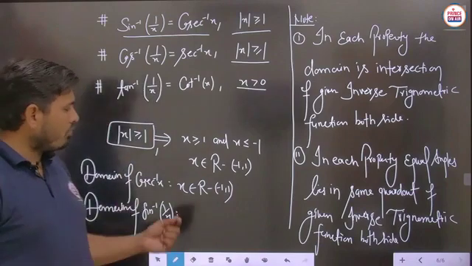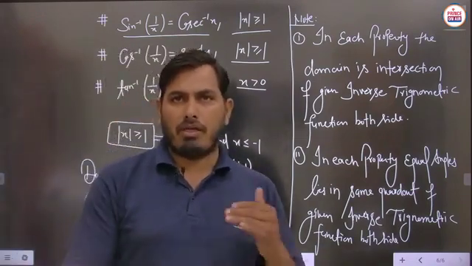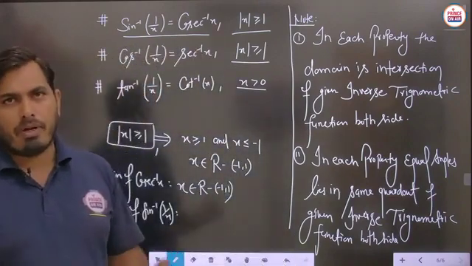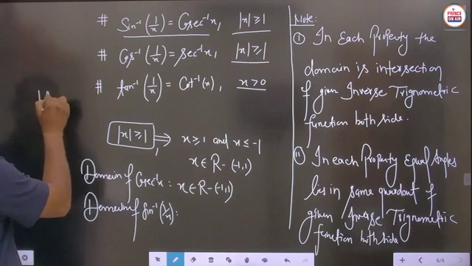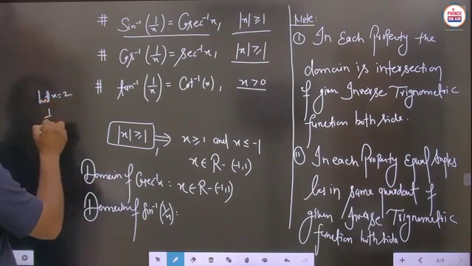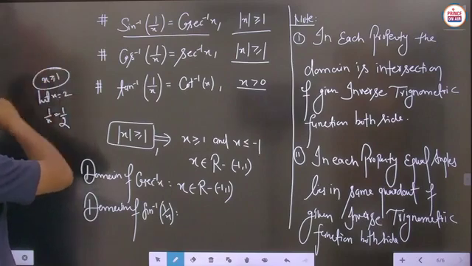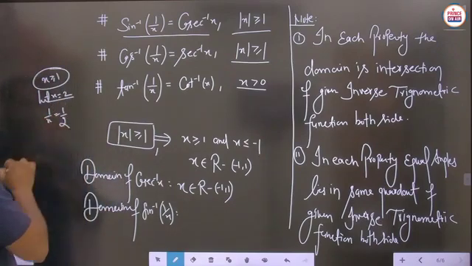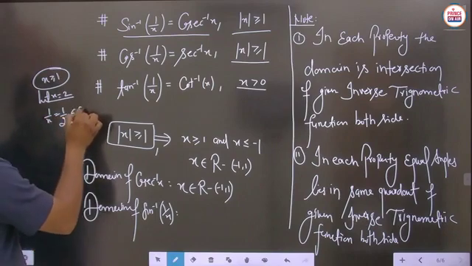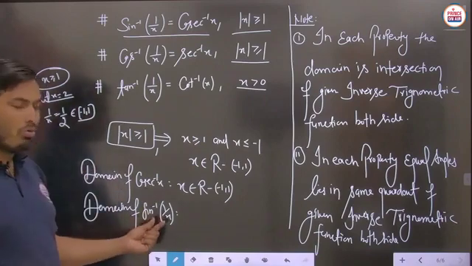Student, if we take any value greater than 1 or less than minus 1, then definitely its reciprocal will lie between minus 1 and 1. Suppose let x equal 2, then 1 upon x will become 1 upon 2. This is the situation where x is greater than or equal to 1. So if we take the value 2, then 1 upon x is 1 by 2, which belongs to minus 1 to 1, and that satisfies the domain of sine inverse.